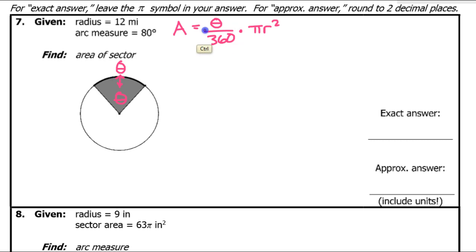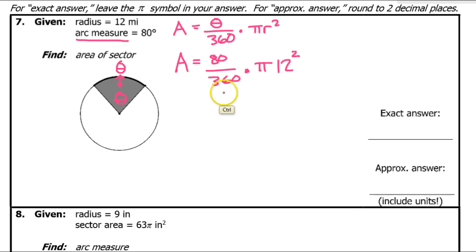Of course r is the radius. For this problem we're supposed to find the area of the sector, so we're trying to find A. So we will probably be given the angle and the radius. Theta in this case is going to be given as the arc measure, which is the same thing as the central angle. So theta is the 80. So I have 80 over 360 times pi r squared. The radius is 12, so that's going to be 12 squared.